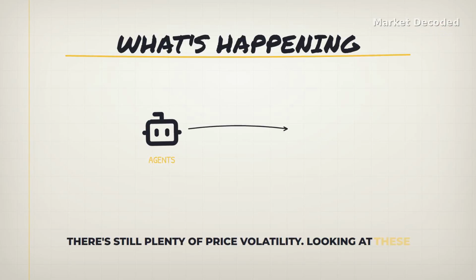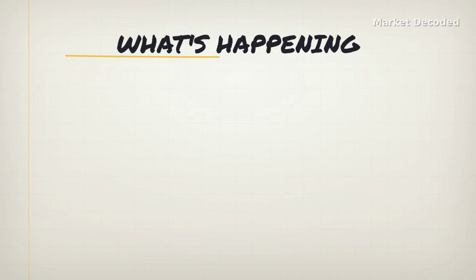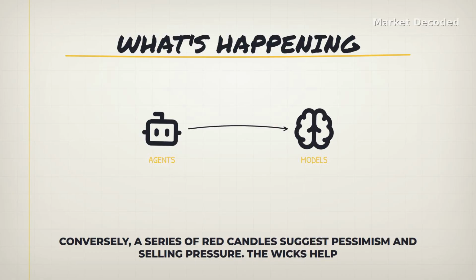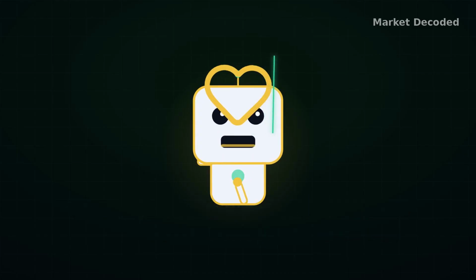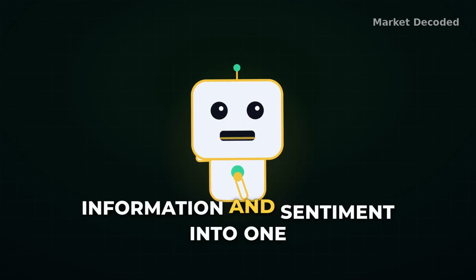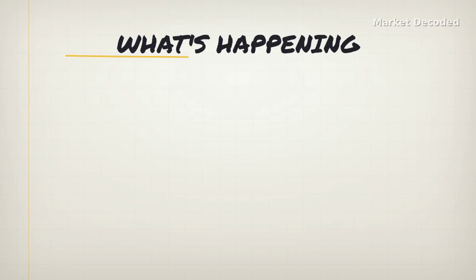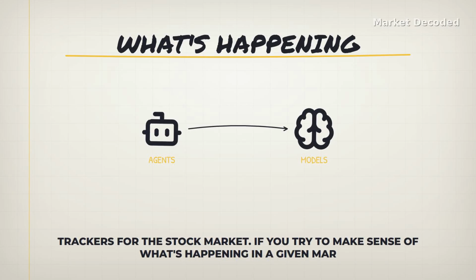Looking at these charts gives us insights into what traders are thinking. A bunch of green candles can mean people are optimistic and buying. Conversely, a series of red candles suggest pessimism and selling pressure. The wicks help us understand the range within which prices moved, showing how much volatility there is. So, why do traders love candlestick charts? Because they combine price information and sentiment into one easy-to-understand format. They're like real-time flight trackers for the stock market. If you're trying to make sense of what's happening in a given market, these charts give you that bird's-eye view.